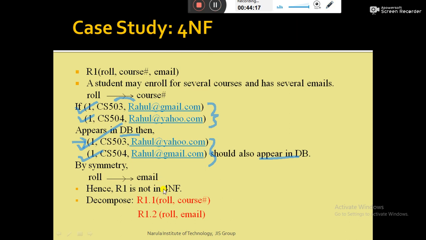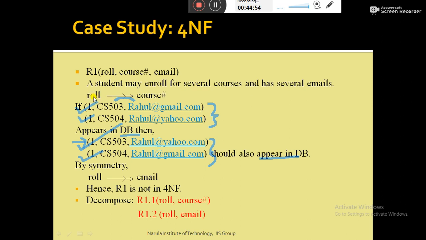Why can we say that R1 is not in 4NF? Because the relation R1 has two multi-valued dependencies. One is role double arrow course, and the other is role double arrow email, and these two multi-valued dependencies are non-trivial. If a relation R has a non-trivial multi-valued dependency, then we have to check whether X is a super key or not.